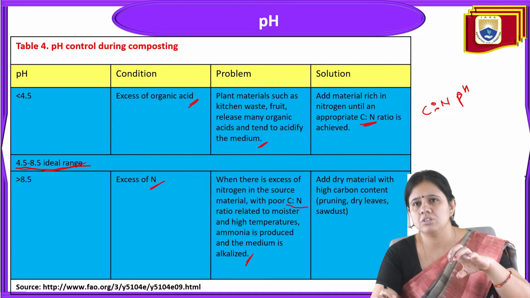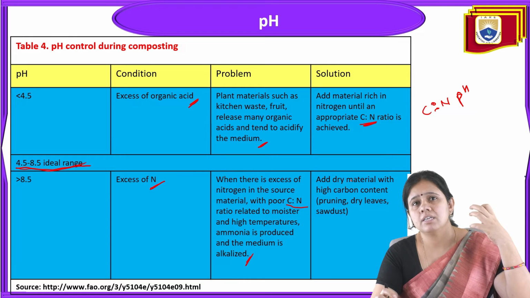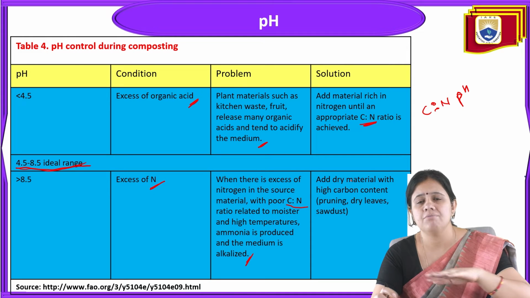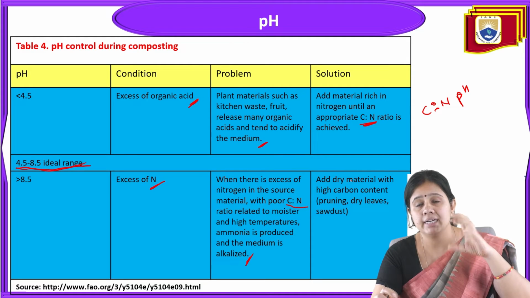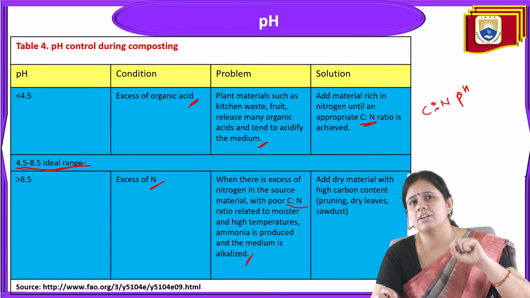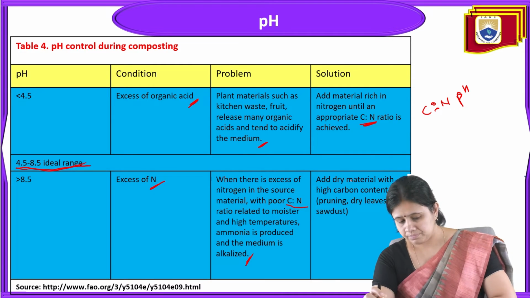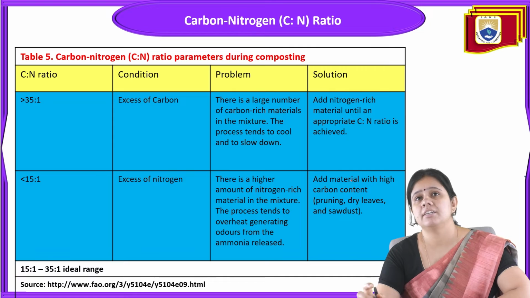These are the solutions if this kind of condition is created inside a composting pile during composting. These conditions are the main thing in the composting process. If we do not maintain the ideal conditions, we cannot get a good compost. So next is the CN ratio.